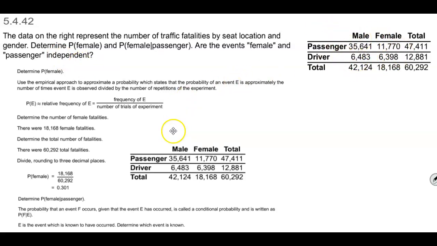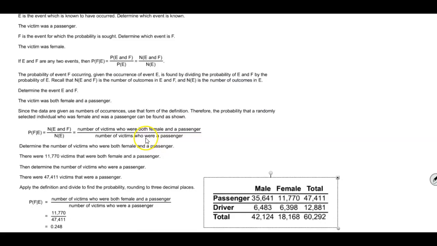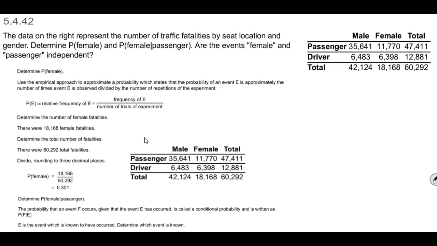Now remember, in order for them to be independent, those two probabilities must be equal to each other. So to determine the number of female fatalities, there were 18,168 female fatalities. If we look at our chart here, we can see that here is the total of female fatalities. So that is our numerator.